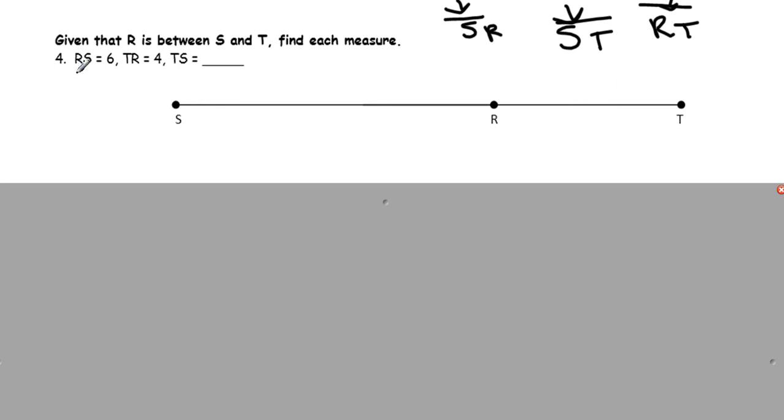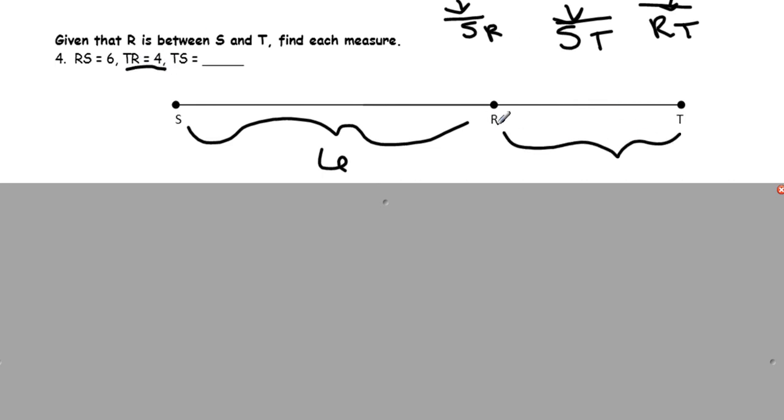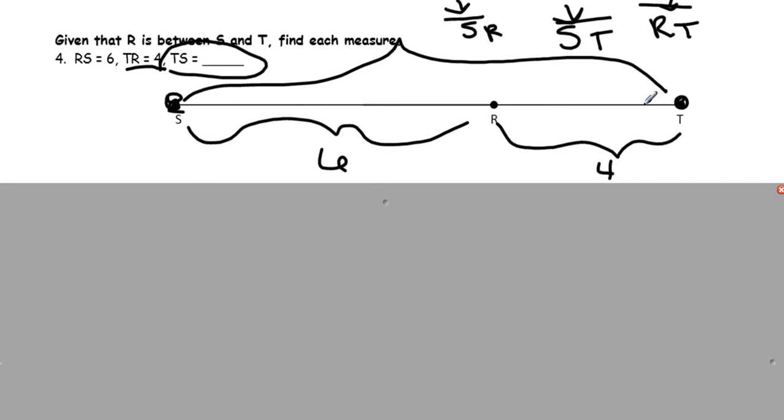Now down here, it says capital RS is 6. So the length of S to R, or R to S, is 6. And the length of TR, so T to R, is 4. Okay, and if I ask you to find TS from S to T, or T to S, what would the length from here to here be? Well, from S to R is 6, from R to T is 4, so the length of the entire segment is 6 and 4, which is 10.